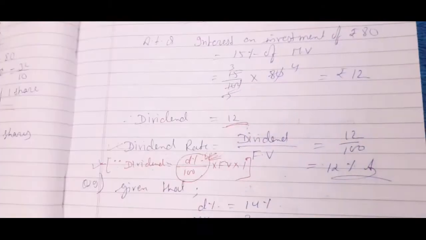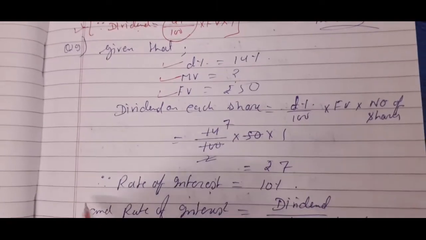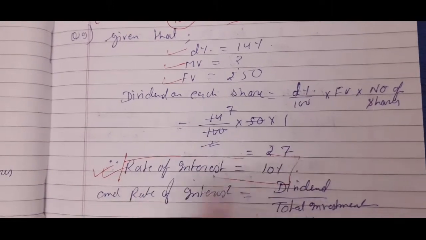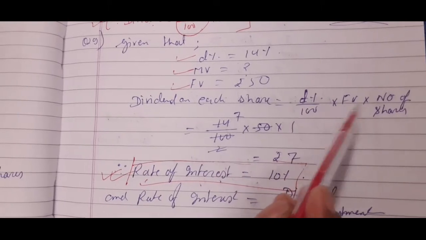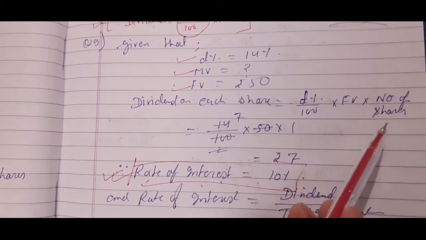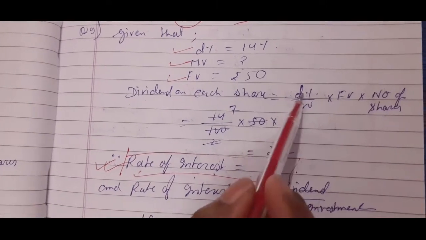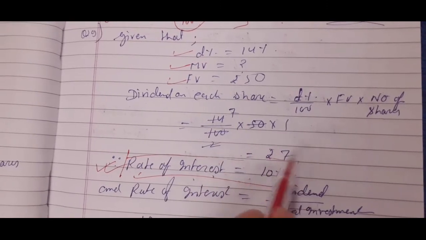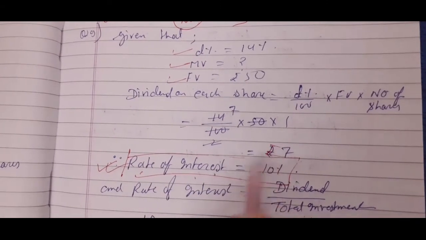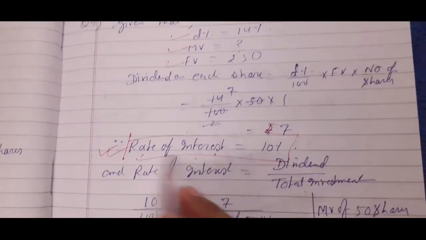See how I have solved it. Given that dividend percent is 14%, face value is given, and rate of return was given, that I have written here. So dividend on each share is dividend percent upon 100 into face value into number of shares. As we are discussing one share, I have written 1 in place of number of shares, face value is 50, dividend percent is 14. I put all the values in place, and after calculation we got that rupees 7 will be the dividend on each share. And rate of return is 10%.